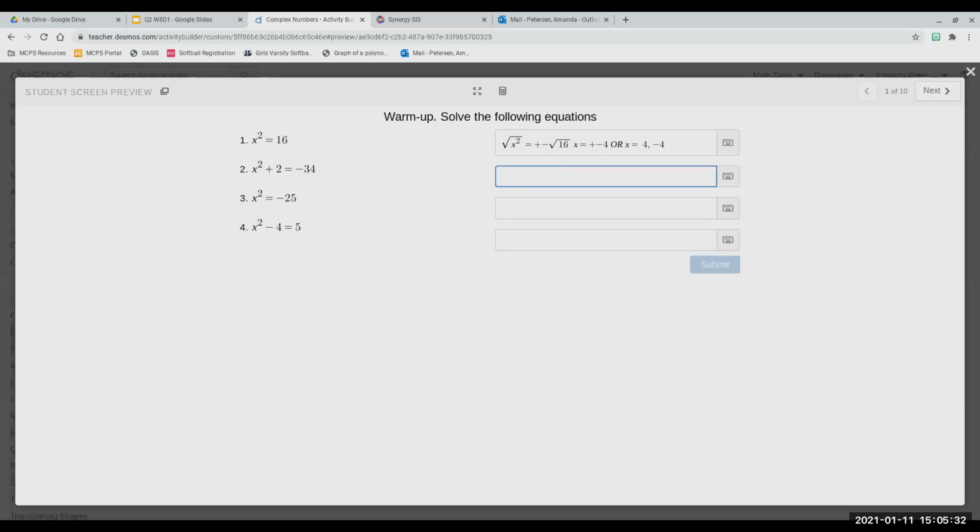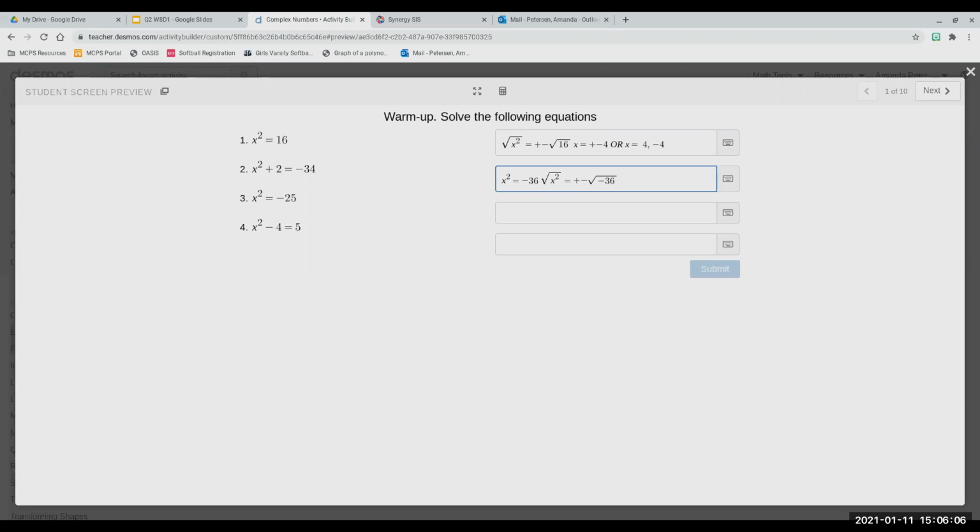This time it's x squared plus 2 equals negative 34. X squared isn't by itself like it was before. So this time I'm going to need to subtract 2 from both sides and I get negative 36. I'm going to square root both sides. And remember, square root both sides means I need to do plus or minus. And I notice that I get plus or minus the square root of negative 36.